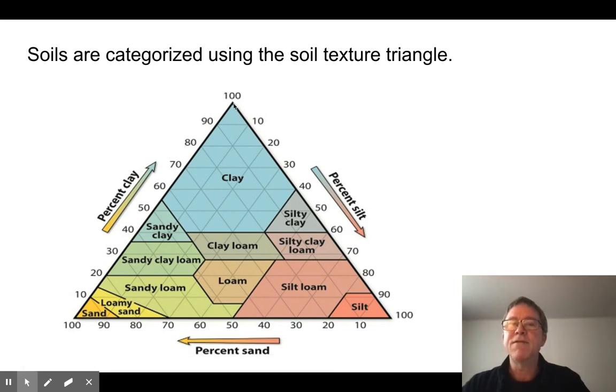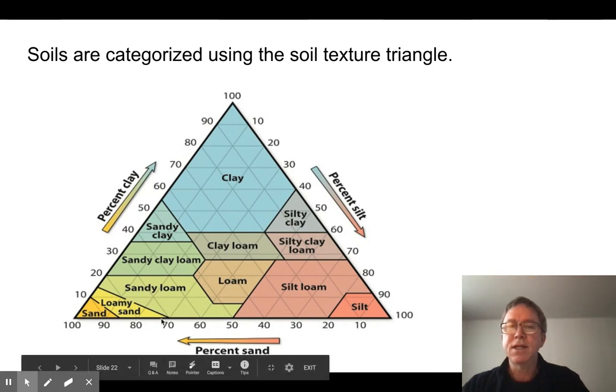So here I have 0% silt. Here I have 100% silt. Here I have 0% sand. Here I have 100% sand. Here I have 0% clay. Here I have 100% clay.